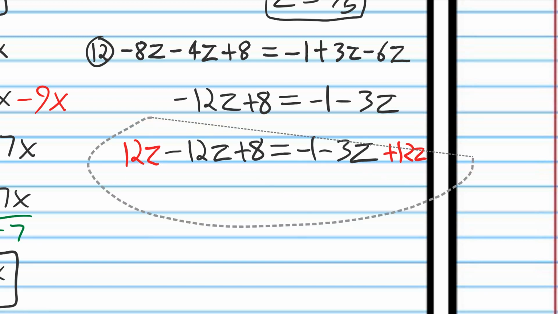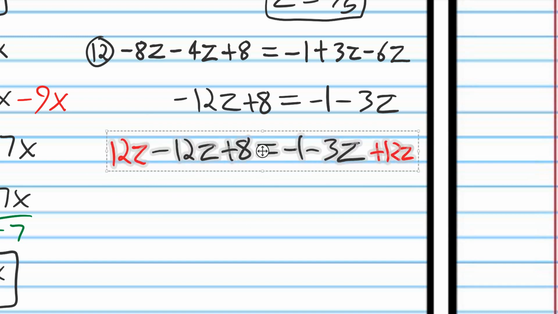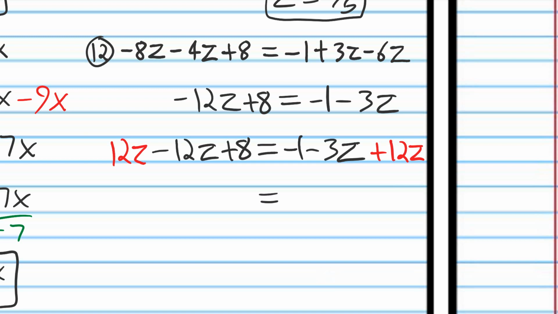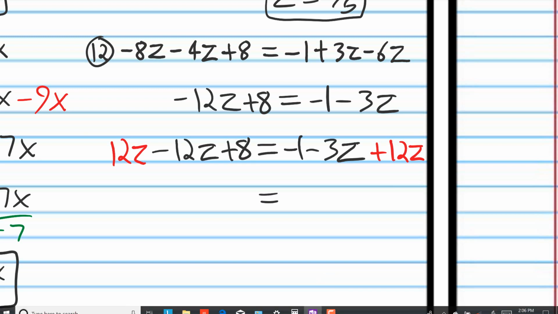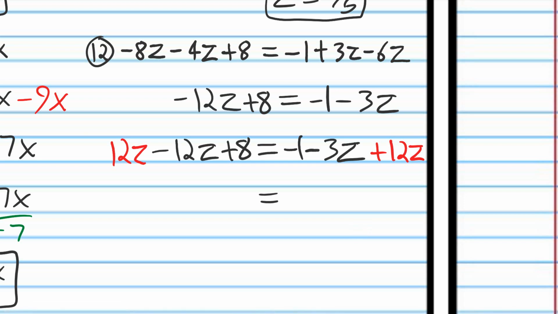That's a little too sloppy for my taste, so I'm going to have to move this over a little bit more. Sorry, I'm taking up your time here. Plus 12z. Your work has to be good enough that somebody can go back and easily read it. It has to be read easily by somebody else who doesn't know your handwriting. All right, so negative 3z plus 12z is 9z. Make sure you put in positive 9z.